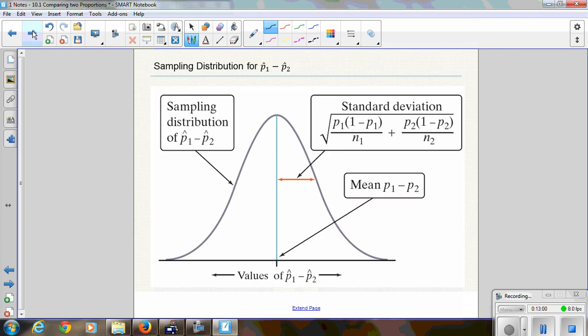All right, so this is just an example. Obviously, our distribution is going to be normal. The center of that distribution is just going to be the mean, p1 minus p2. We've got our standard deviation, and then this is the sampling distribution.